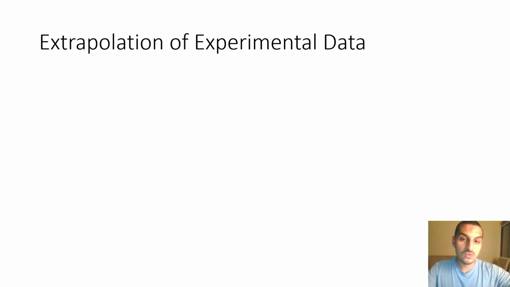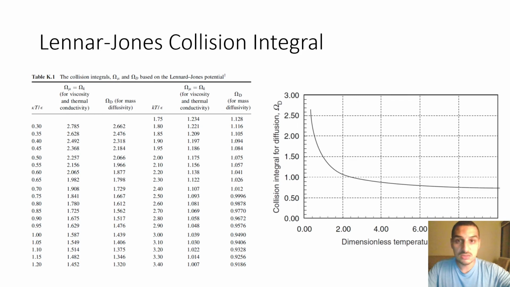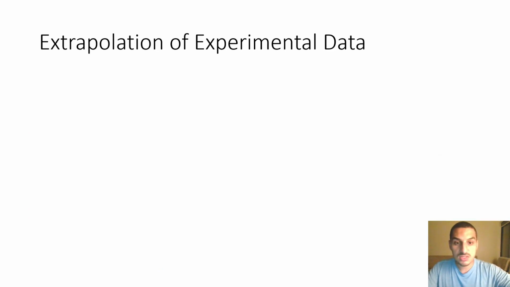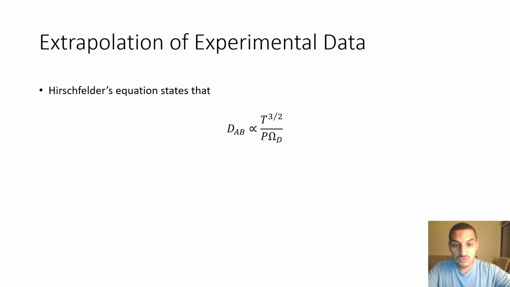So now we're done. We can use the information that we have to substitute in the equation and get the value of the diffusion coefficient. One last thing that we can understand from the equation is that we can get a relation between the diffusion coefficient, temperature, pressure, and the collision integral.